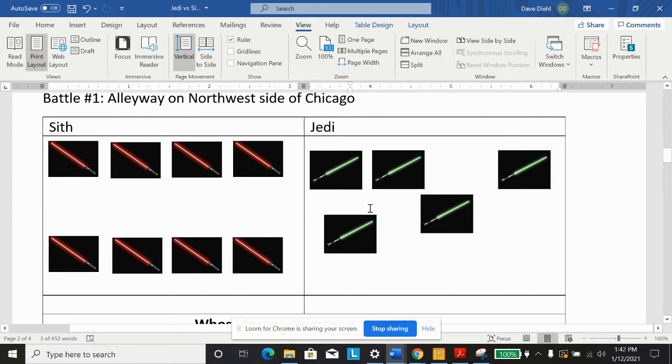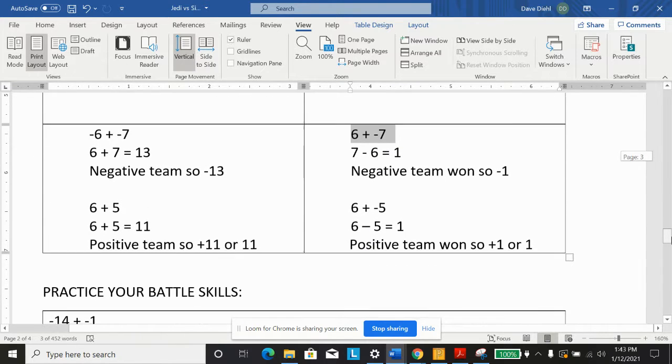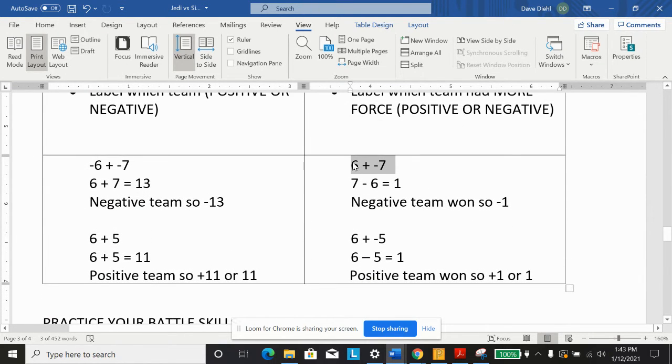We look at the forces from each team and we subtract them. There's 8 bad guys and 5 good guys. That means there's 3 left over. So in this case, there's 7 bad guys and 6 good guys. That means there's 1 left over. But then you've got to go back and see who won. Well, in this case, the Sith won because there's more Sith than there are Jedi. So you would label that as -1. So 6 plus -7 would be -1.